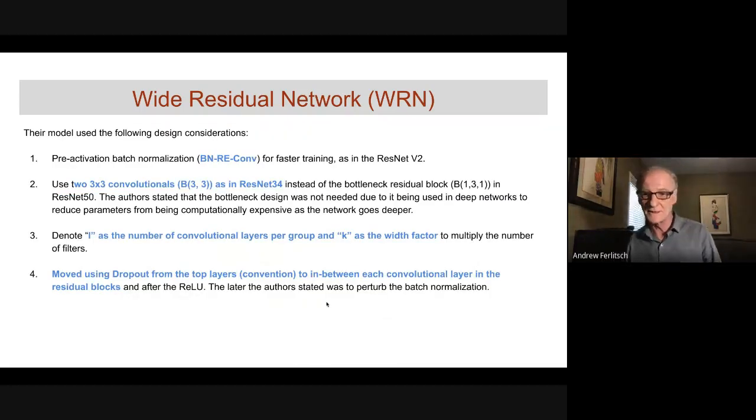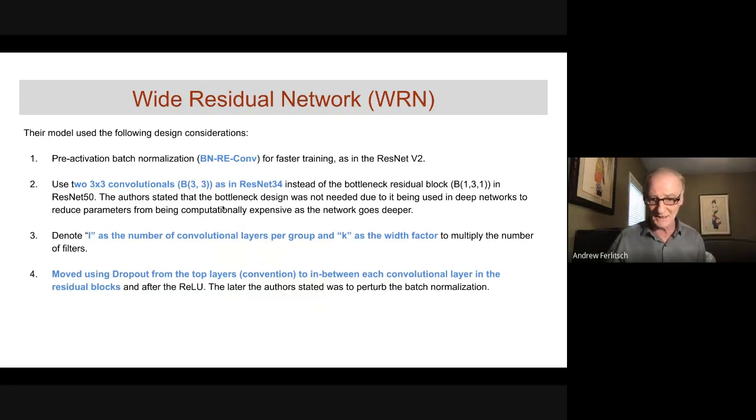Another thing they did in a WRN is they borrowed, or continued with, an idea from ResNet V2 of changing the order of batch normalization to a pre-activation batch normalization, which in the ResNet V2 study showed that it outperformed the older post-activation. We refer to that with the terminology BN-ReLU-convolution, that is batch norm, ReLU, convolution. And as in ResNet 34, it used two 3x3 convolutions instead of the bottleneck style.